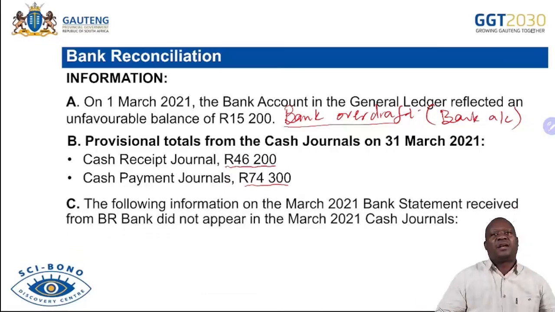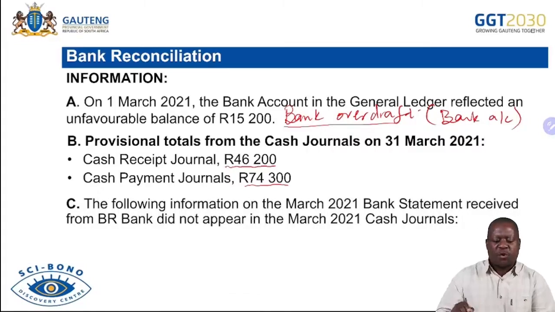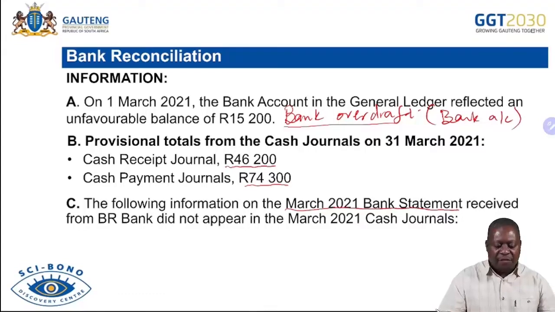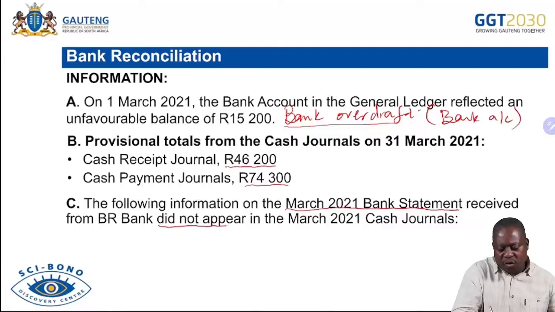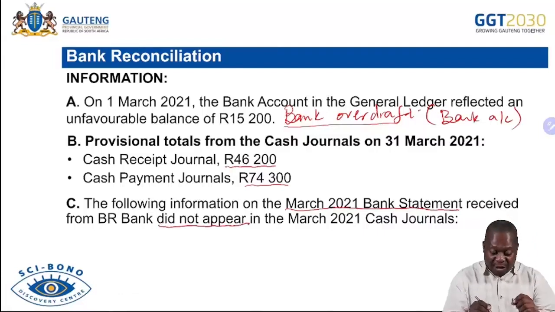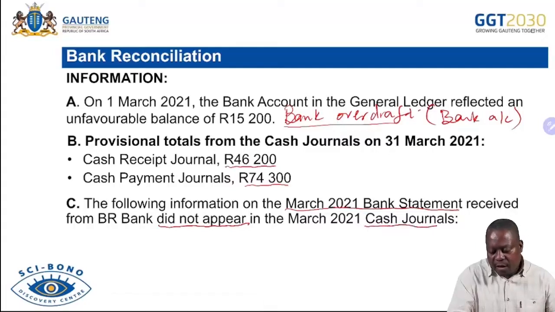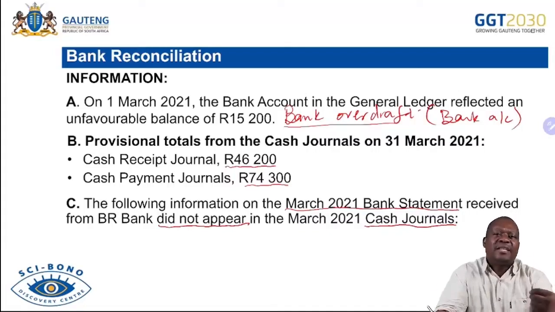Now, information C states this. The following information on the March 2021 bank statement received from BR Bank did not appear. I want you to underline this. This information that they are giving us now did not appear where? In the March cash journals. So when information is not appearing in the journals, it means that information must be taken to the journals.